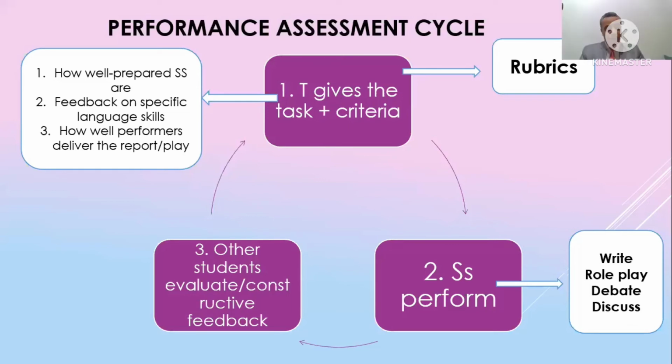So this is the cycle. Again, the teacher gives a task and the criteria. That's number 1. The students perform, and after that students perform, there is feedback on how well we have done this task. So this is the cycle.